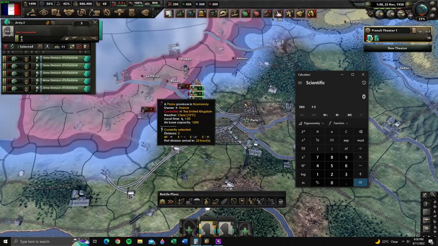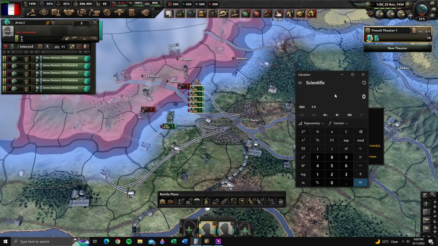How do I know that? Well, let's just bring up a calculator. There are two dice that get rolled every time a successful attack occurs. One for org damage, one for HP damage. The org damage is a four-sided die. That gives you 2.5 as your expected value of each roll.